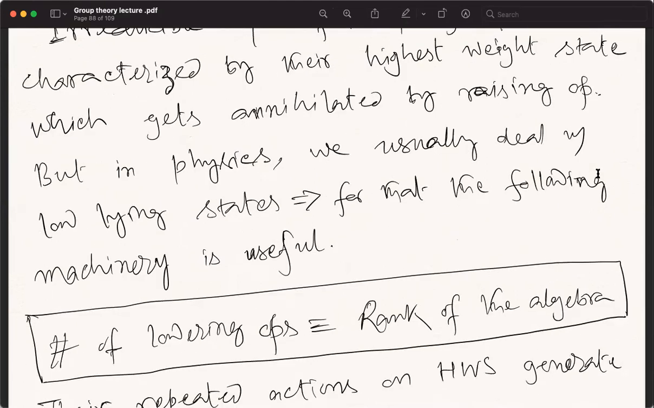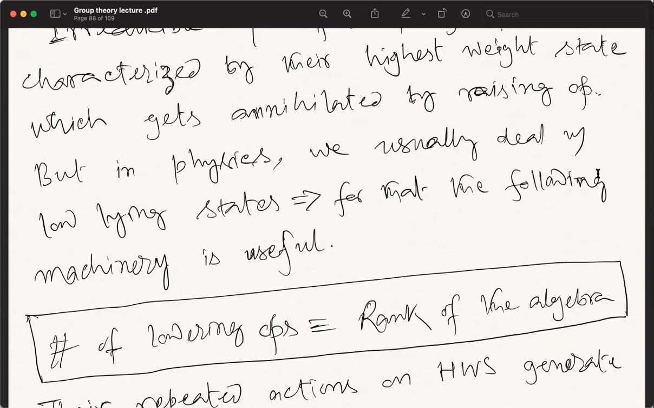But in physics, we usually deal with lower lying states. I mean, not always the highest order state, but the states that have been generated from the highest order state. Not all of them will be useful, but only some low lying states. Okay, so for that, the following machinery is useful.